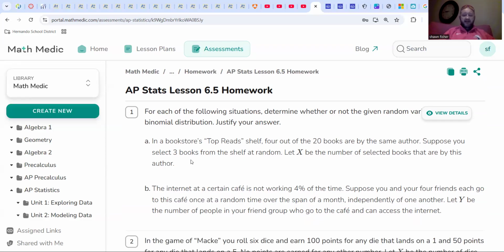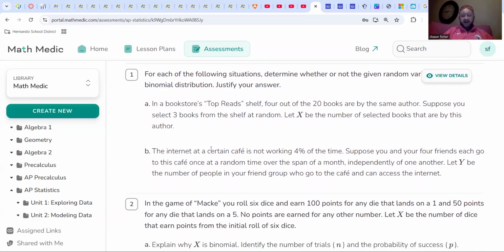Okay. The internet at a certain cafe is not working 4% of the time. You and 4 of your friends, so 5 of you, each go to the cafe once at a random time over the span of a month, independently of one another. Y is the number of people in your friend group who can access the internet.